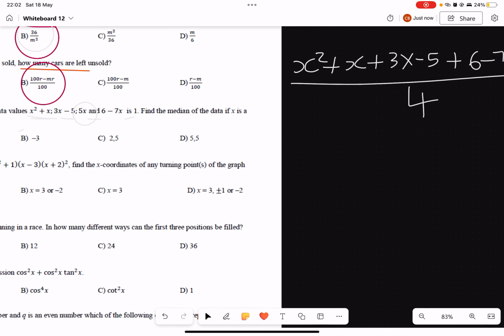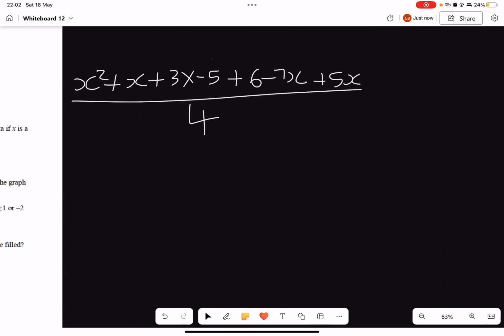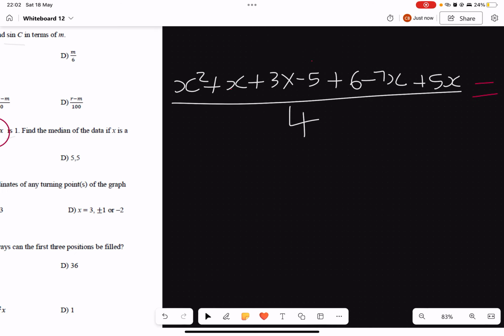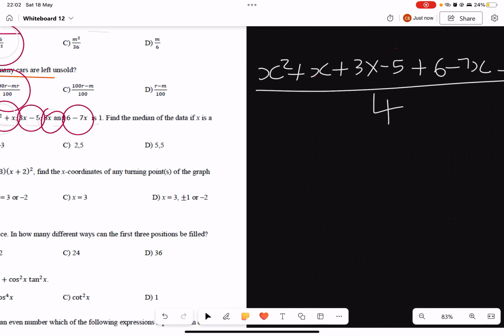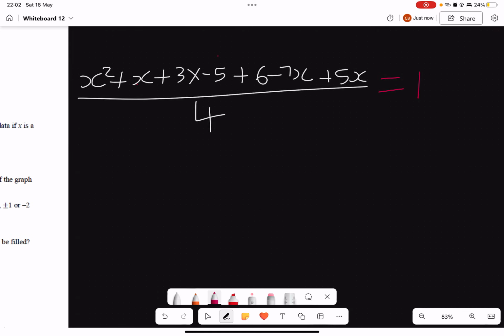Let's just verify. So this is the first one. Let me use a different color. We have x squared plus x, which is there. Then you have 3x minus 5, which is there. You have 6 minus 7x, which is there. And then we added the 5x at the end, which makes 4 items. Then they are telling us that the mean equals 1. Then the question wants us to determine the median. They say find the median of the data if x is a negative number. So let's solve for x quickly.